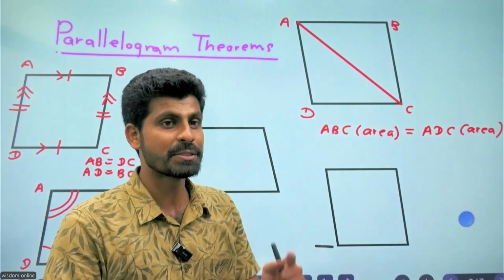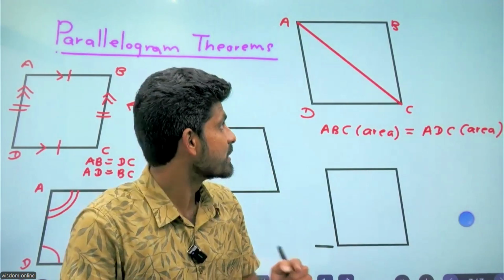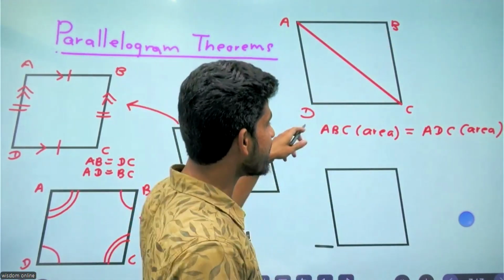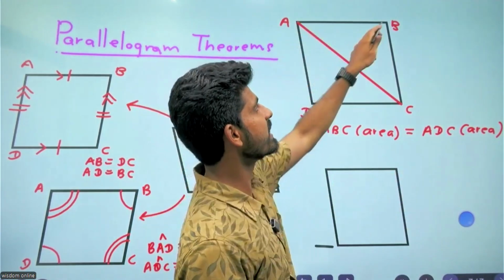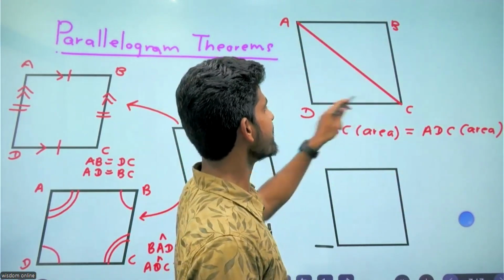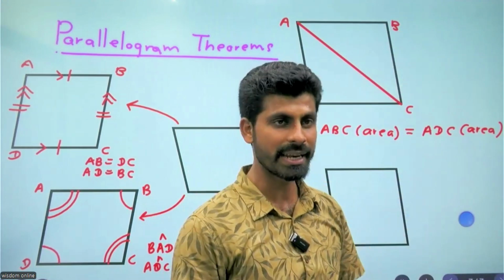So what is the last theorem? If you draw the BD diagonal, it will bisect the area. So area ABD equals area BCD.